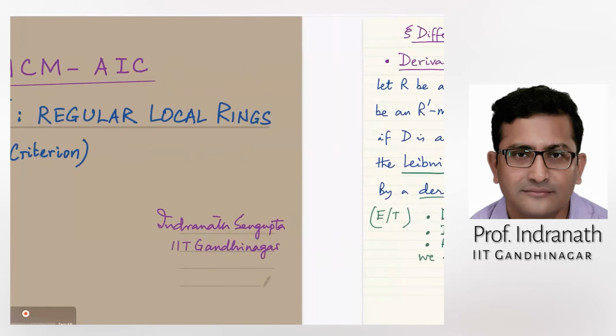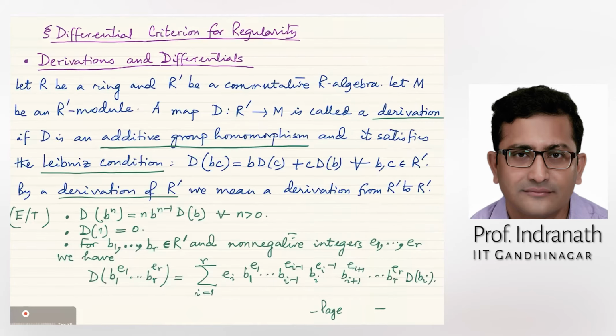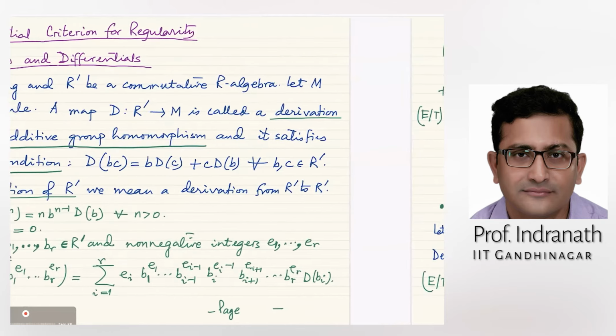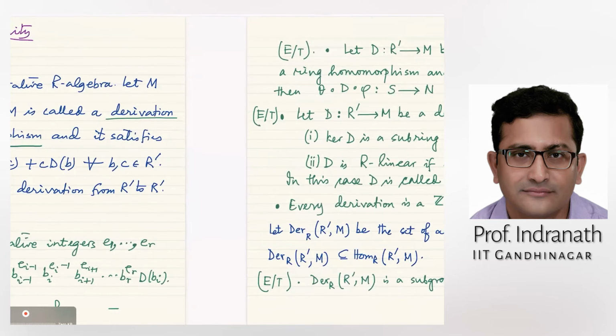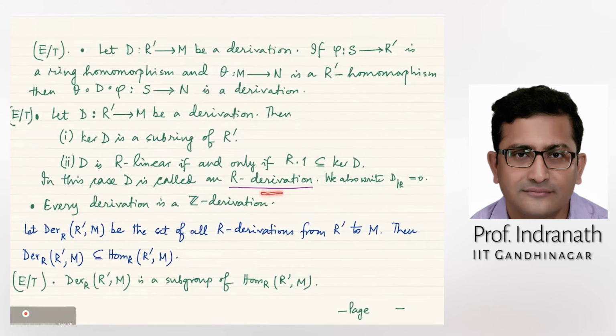A quick recapitulation: we have talked about derivations, we have given the definitions, and then we have said what is called an R-derivation. And then these were some simple observations.